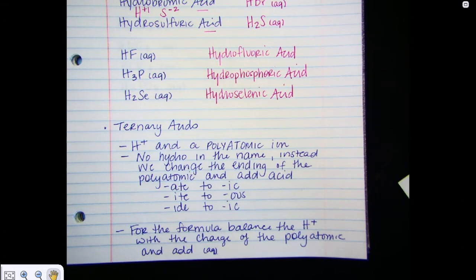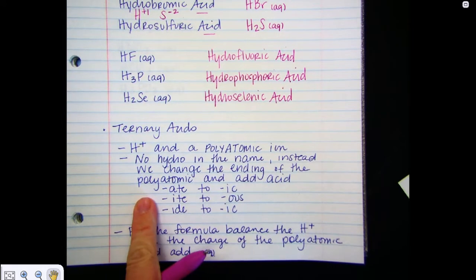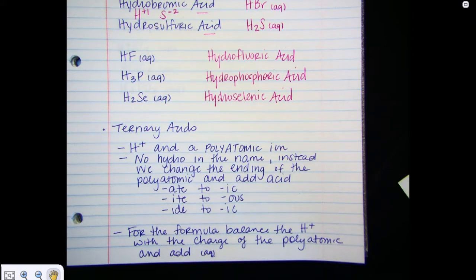We don't use the hydro in the name here. Instead, we're going to change the ending of the polyatomic following a set of rules. So our rules are, if the polyatomic ends in ate, like sulfate, phosphate, nitrate, we change the ending to ic. If the polyatomic ends in ite, sulfite, nitrite, phosphite, iodite, we change the ending to us. And for those couple that end in ide, they also go to ic.